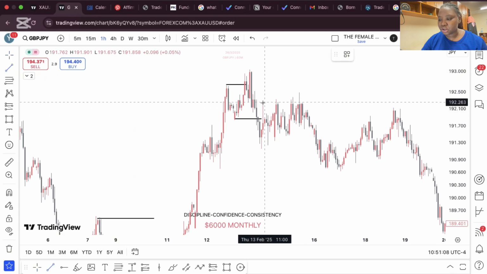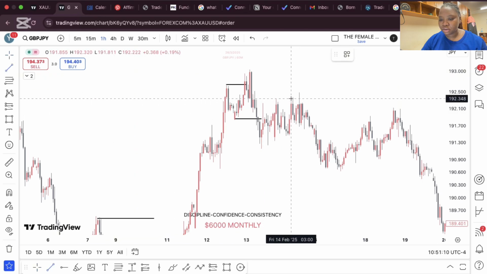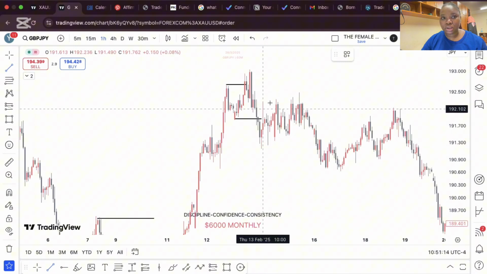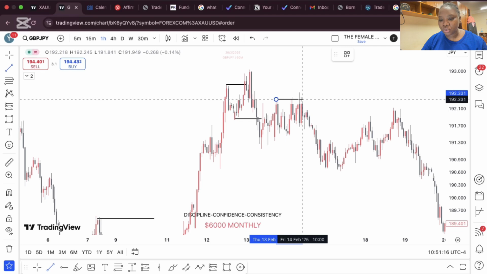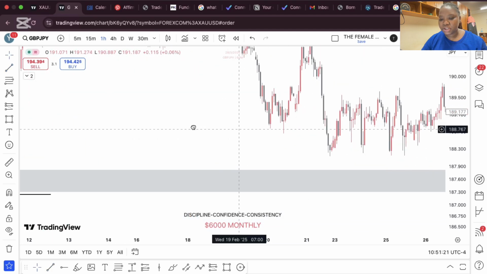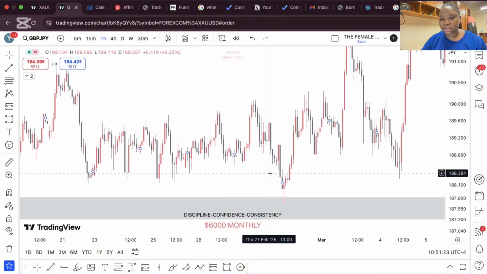We have a liquidity sweep here, right? We have liquidity here, liquidity, and liquidity here. This is what we call the triple top. So price took out liquidity. Let's just say price took out liquidity, then immediately price started dropping to the downside.